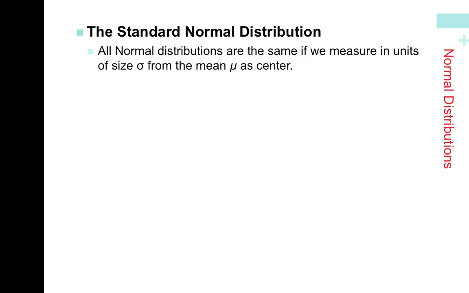About normal distributions. We're going to talk about the standard normal distribution. And what we're talking about there is all normal distributions are the same if we measure in units of size sigma from the mean as the center. Meaning if we measure by z-scores, we have distributions that are identical.